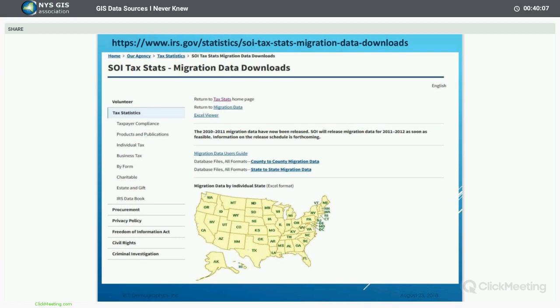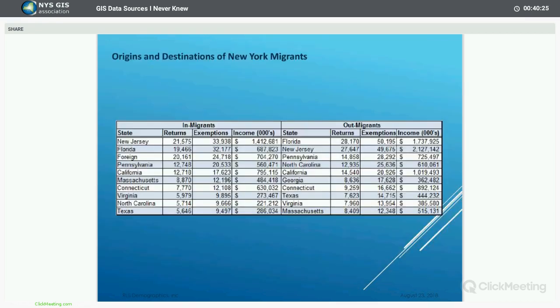You don't have to file taxes. College students may be picked up on their parents' return, may not be picked up on their parents' return. Low-income folks who don't have to file. Older folks who don't have to file. So there are qualifications, but it's still a hugely important indicator of migration in our country.